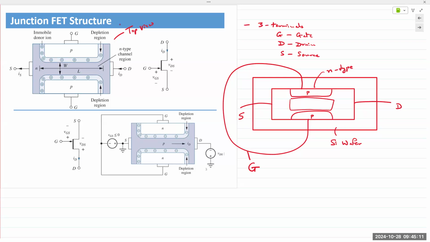So it's not between the two P regions. The two P regions are connected together internally, and it's one single terminal. So they are basically just shorted together.